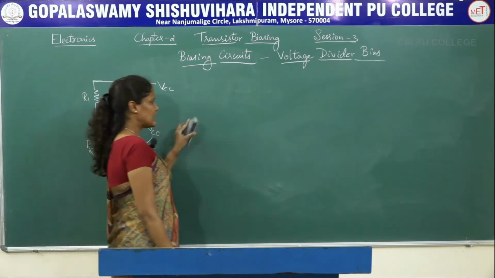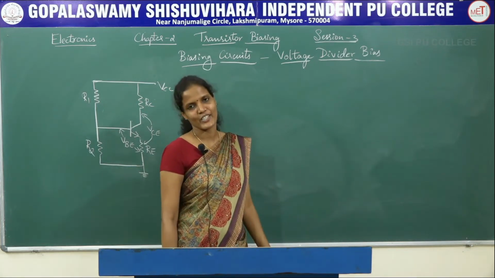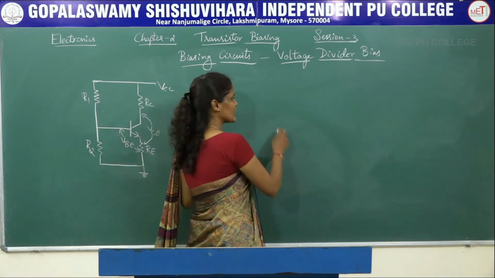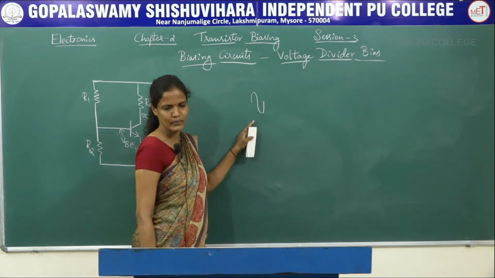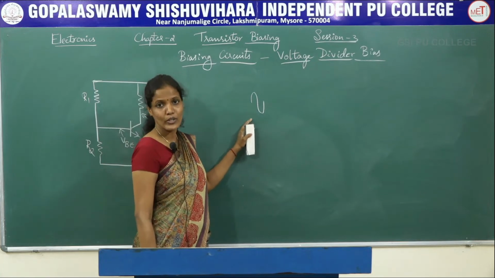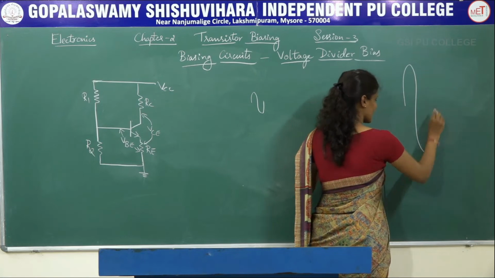This voltage divider bias circuit is used in the initial stage of an amplifier. What do you mean by this initial stage of an amplifier? If I am having a sinusoidal signal whose value is very very small, but I want this signal to be amplified to a larger extent.